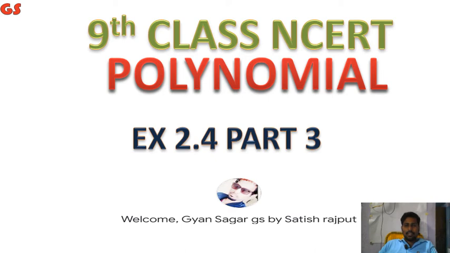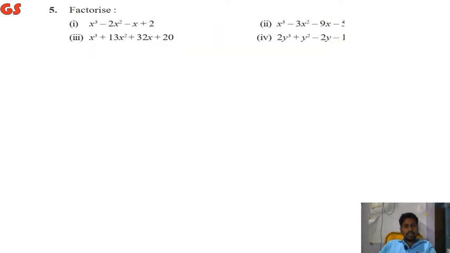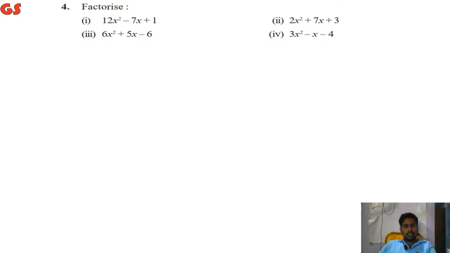So today in this class we will start the 9th class NCERT polynomial exercise 2.4 part 3. In this we will solve the remaining questions which we did not complete yesterday, using the factorize method. In the last class we did part 1 and part 2, in which questions 1 to 3 were already completed. You can go and watch the previous video. Now we start the factorize fourth question, all 4 parts.